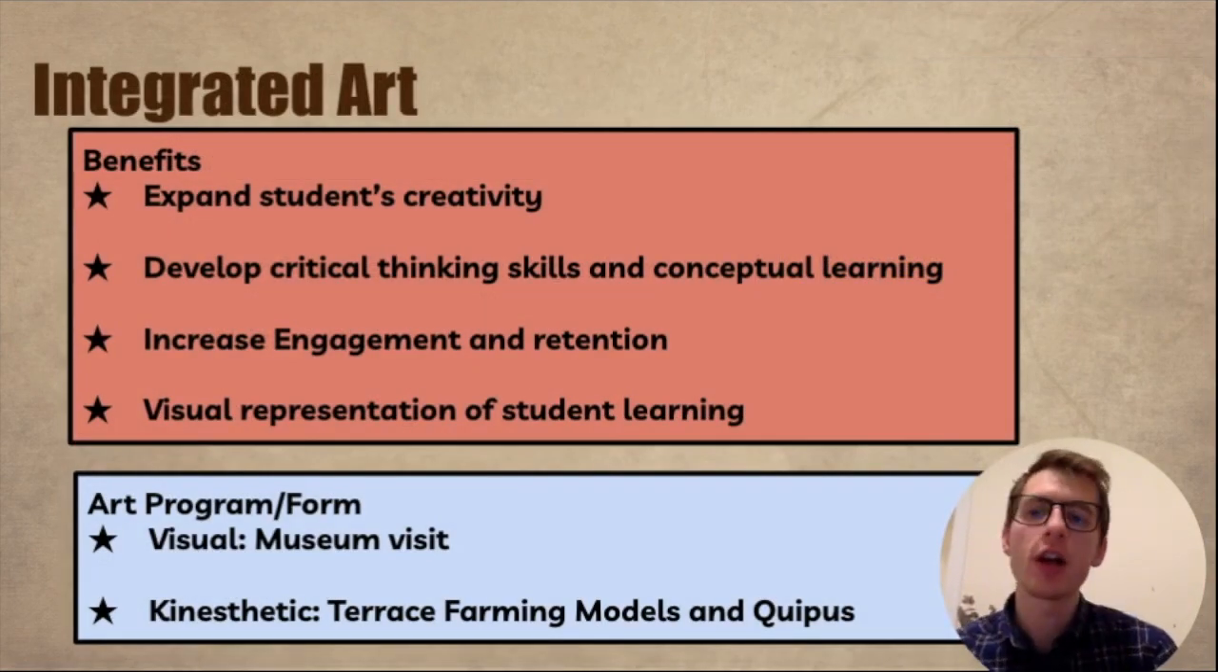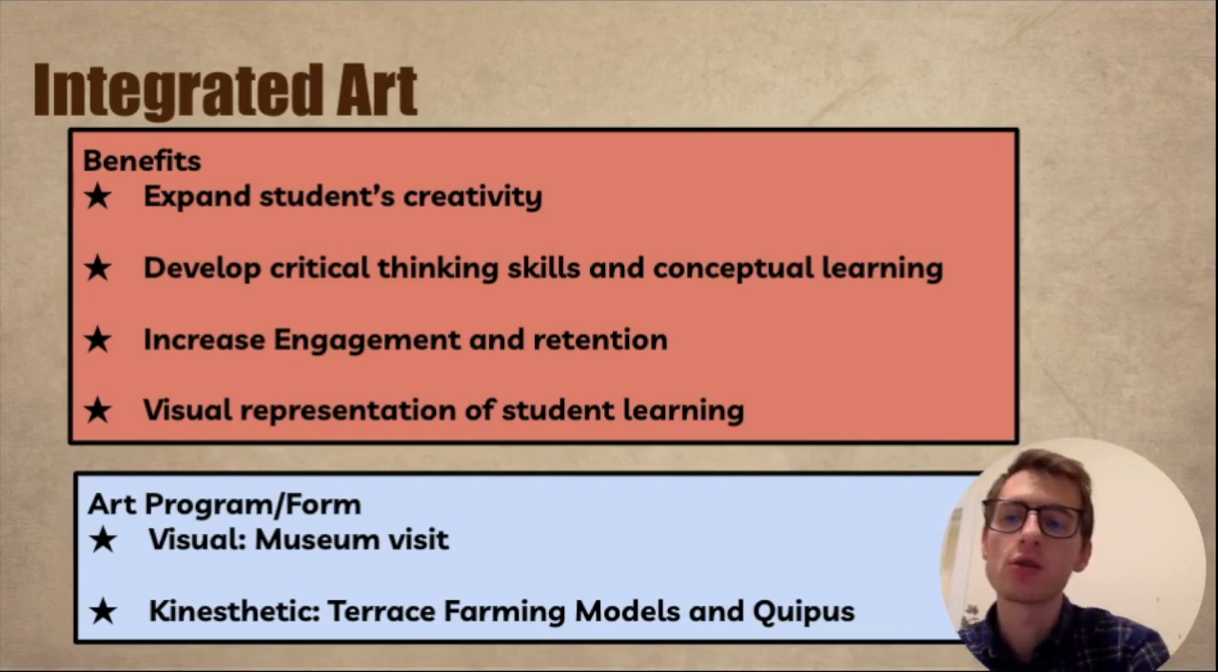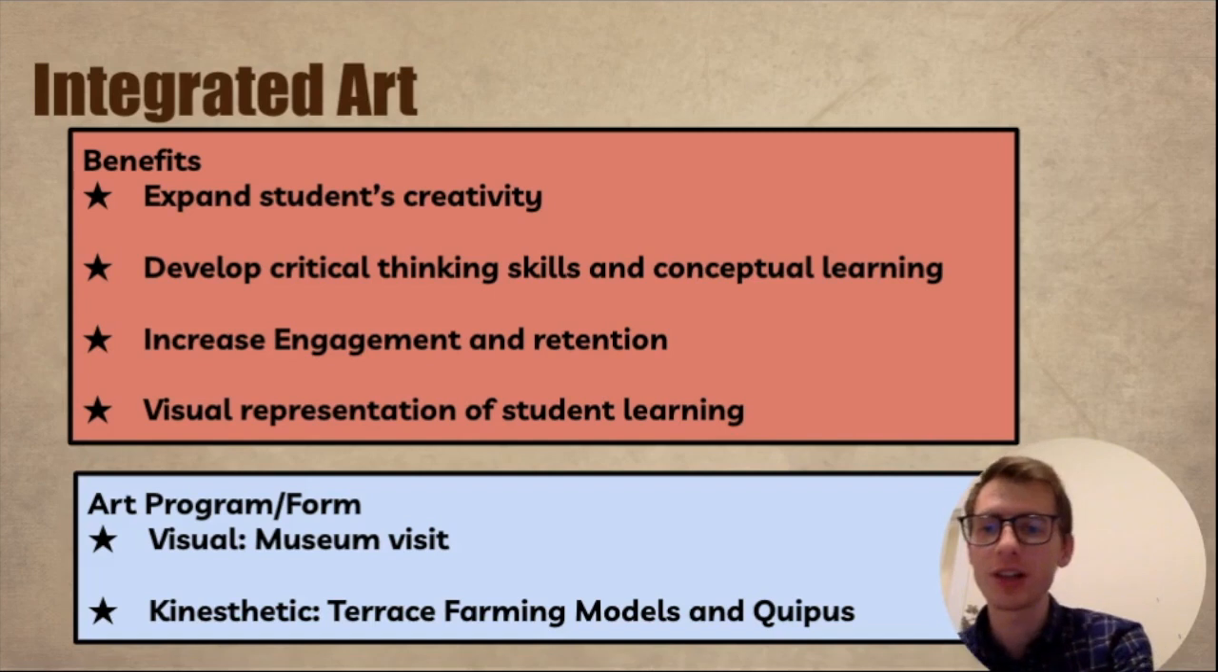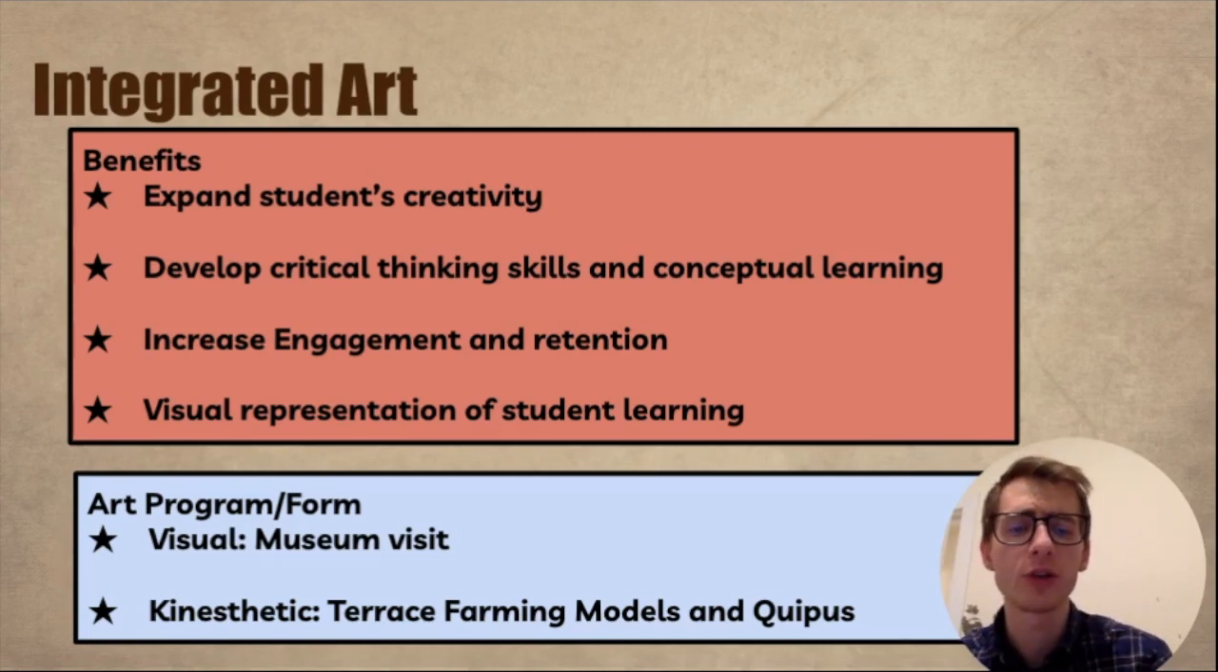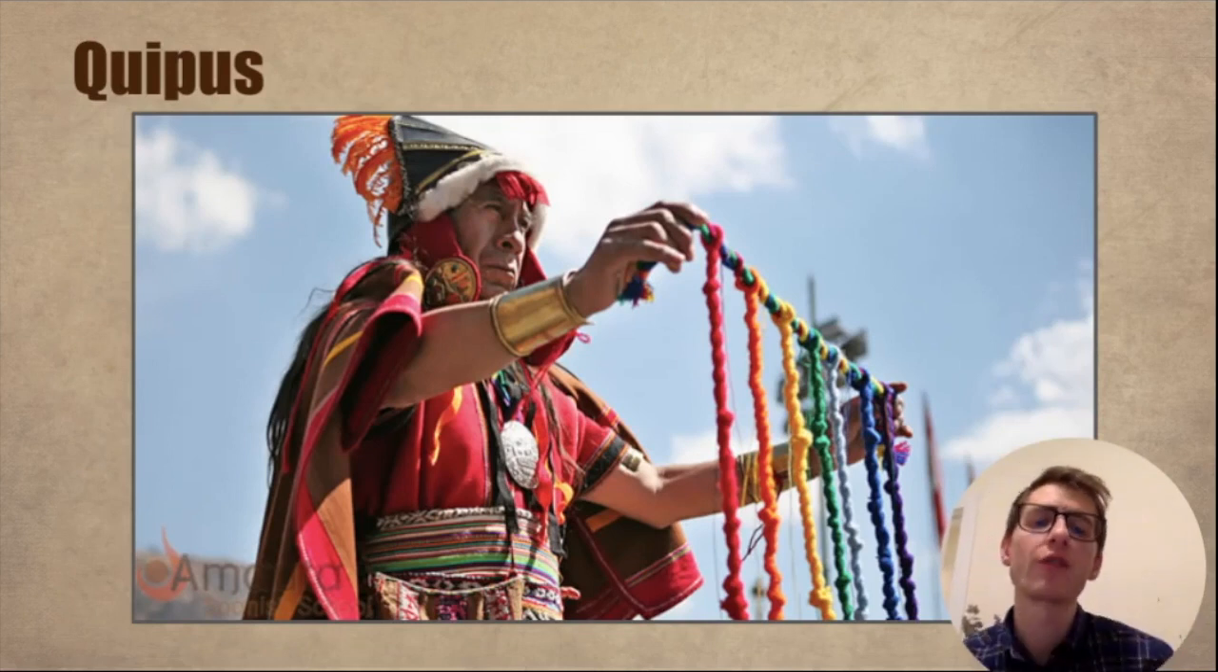So as far as the integrated art element, the purpose of this is to expand student creativity, to develop their thinking skills and conceptual learning, and increase the engagement and retention of the material. It also gives them a visual representation of their learning. So throughout the unit, they'll be visiting a museum and looking at various artifacts of Inca civilization. And they'll also be creating their own terrace farming models. But for the selected lesson, they'll be creating quipus. And quipus were a way of recording information using tied knots, colored tied knots.